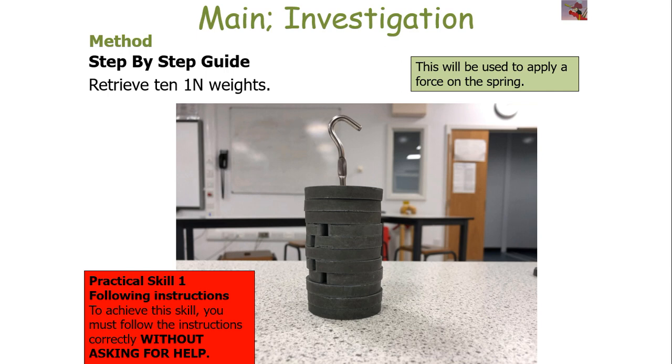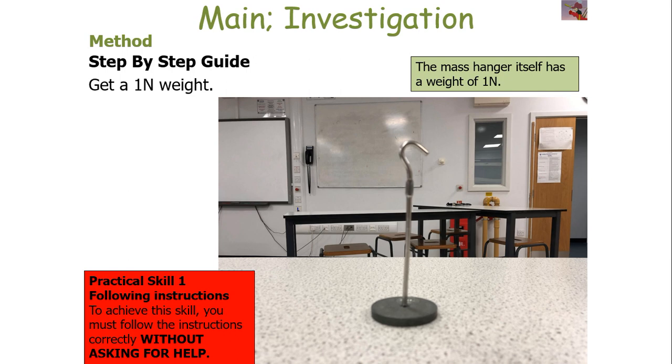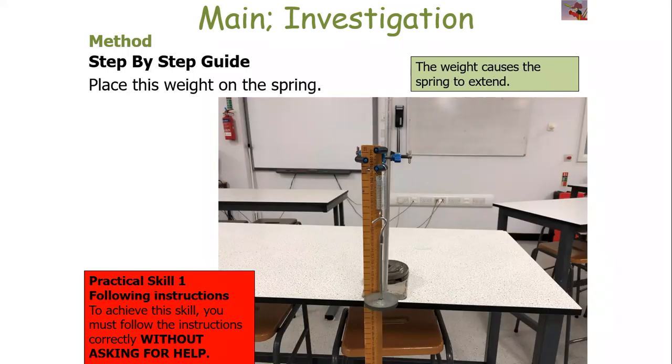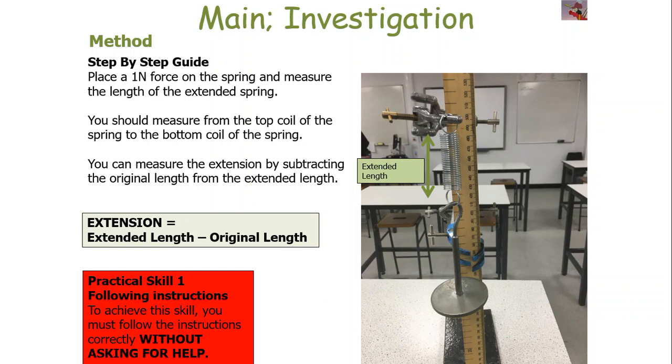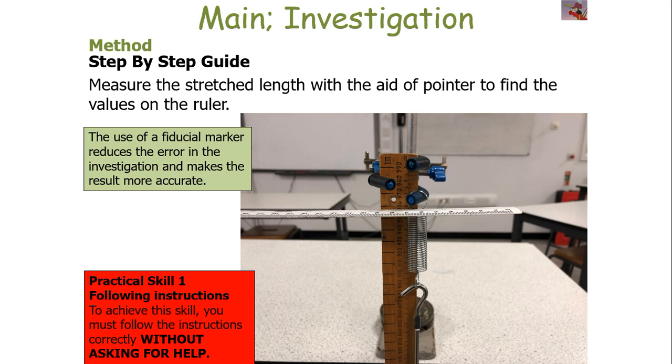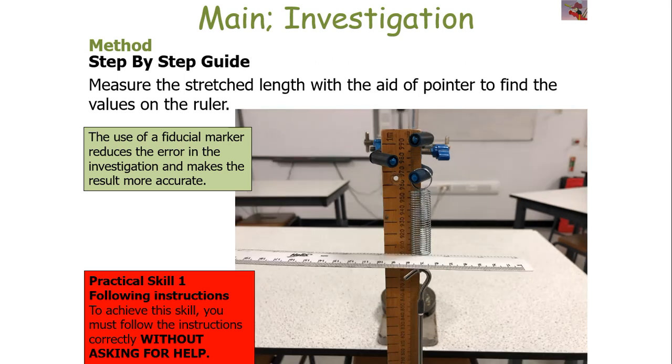Now, these will be used to apply a force on the spring. Remember, the holder itself has a weight of 1 newton. So you get a weight of 1 newton, place the weight on the spring, and then measure this new extended length. From that, you can work out the extension, because the extension is the extended length minus the original length. Again, using a fiducial marker to do this reduces the error in the investigation and makes the result more accurate. It reduces the parallax error, which you could possibly have if you don't set up your equipment correctly and you don't stand exactly parallel.